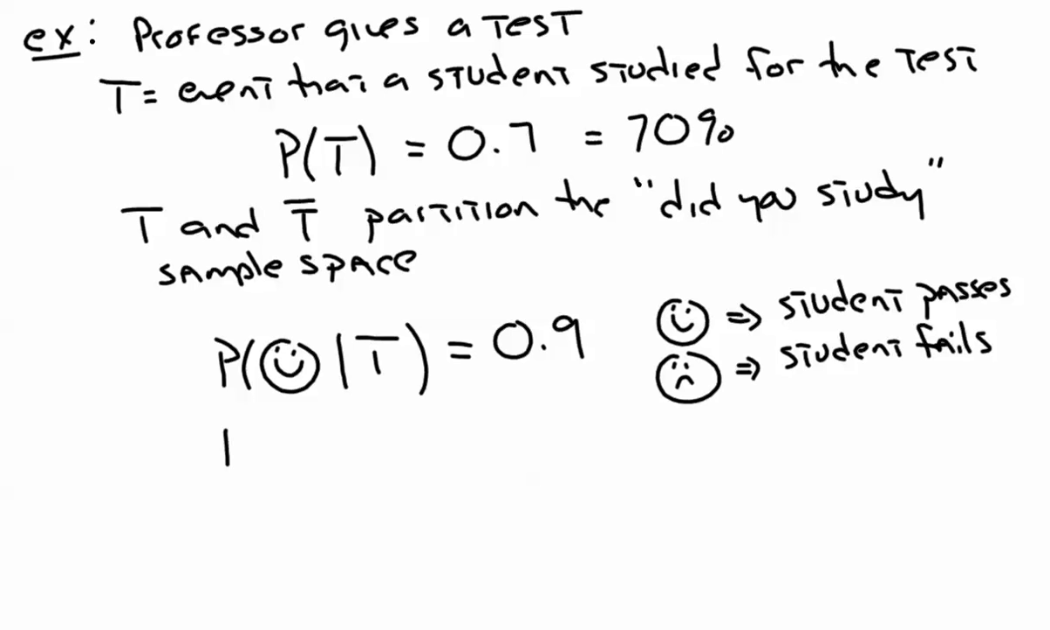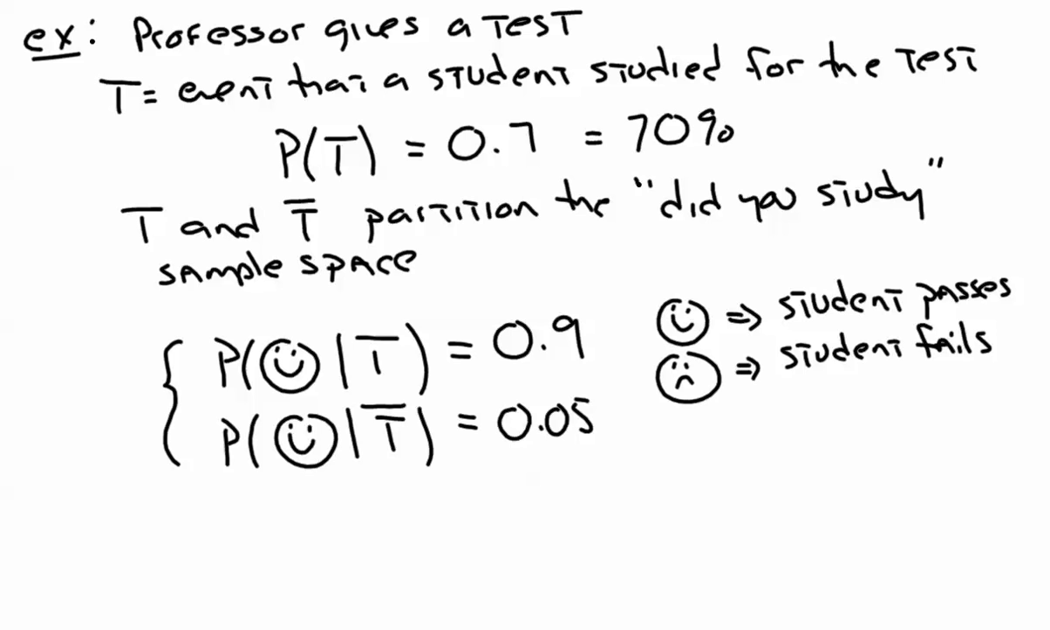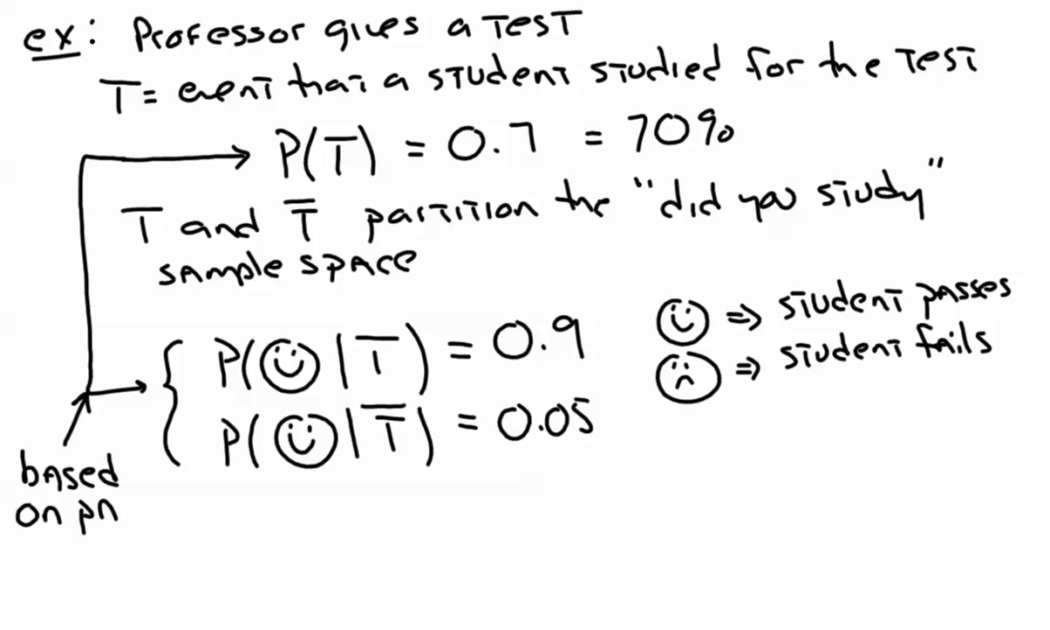And the professor has also been able to observe that the probability that a student passes given that they did not study is only 5%. All right? And this is all based on past data. This up here is all based on past data. That's all based on past data.